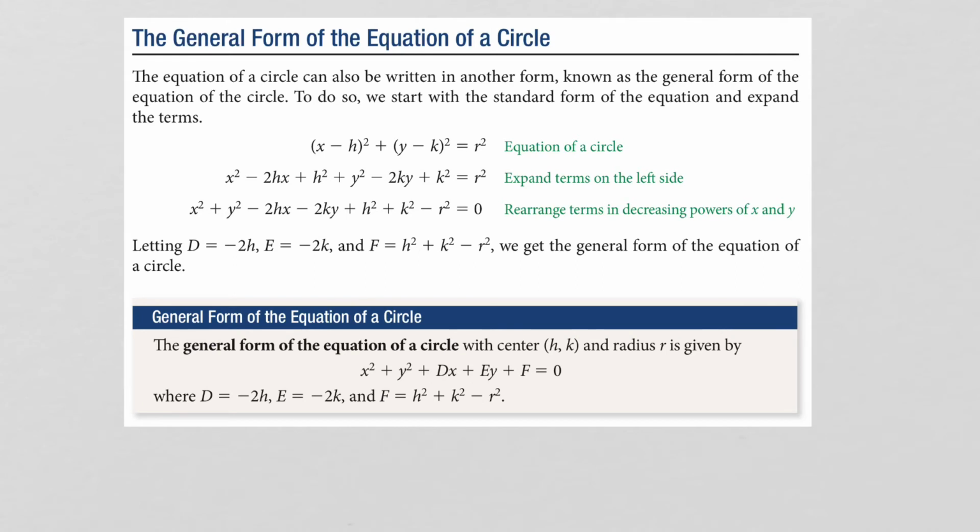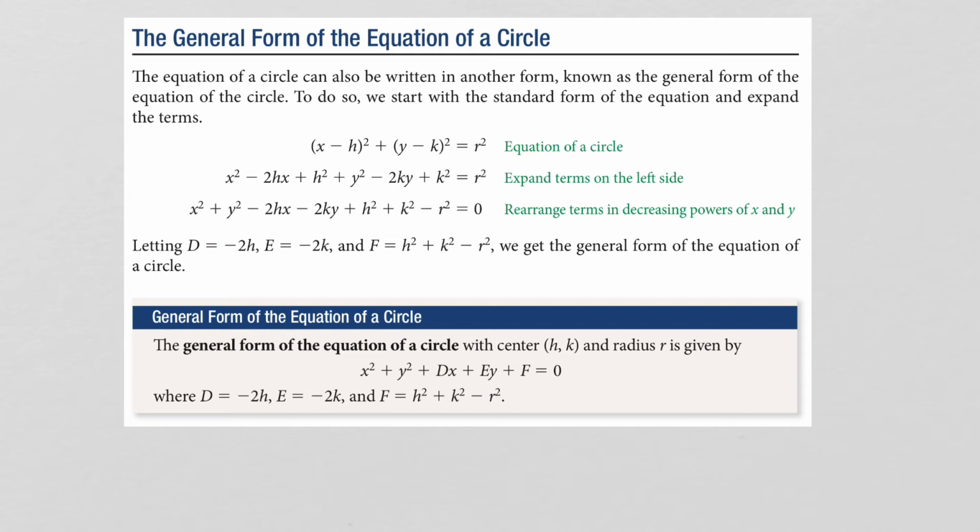So now let's talk about the general form of a circle. So we already know that this equation here is the standard form of a circle. If you use multiplication to multiply out these parentheses, you will get this expression. And then reordering some terms, regrouping some things, you will get x squared plus y squared minus 2h times x minus 2k times y, and then plus h squared plus k squared minus r squared.